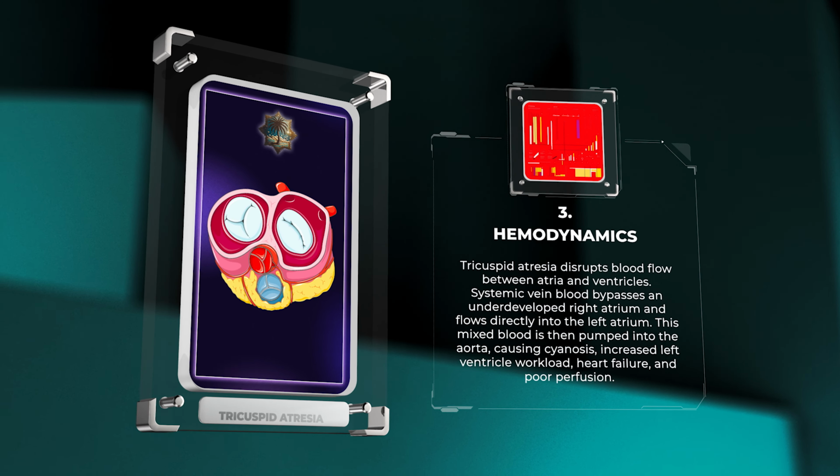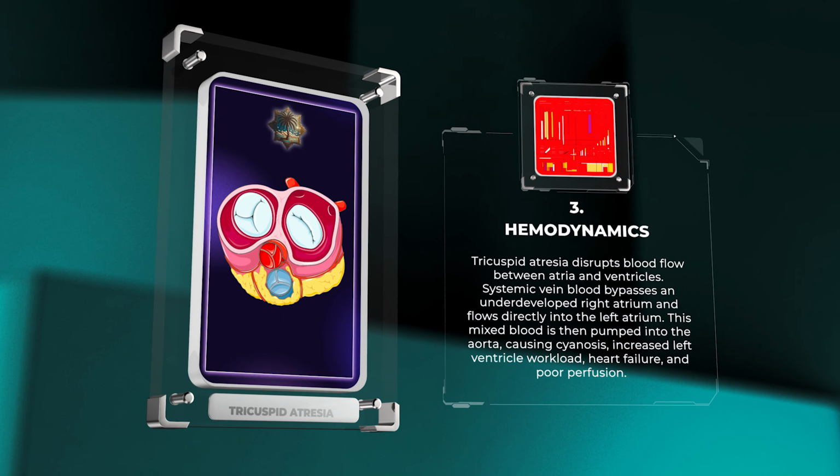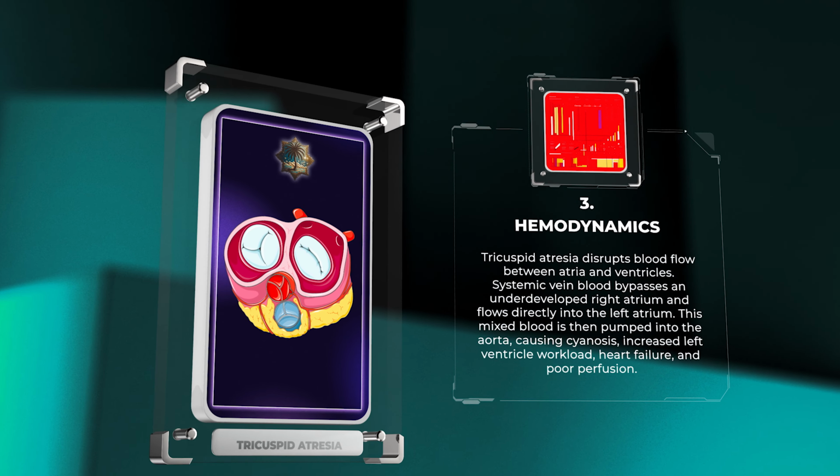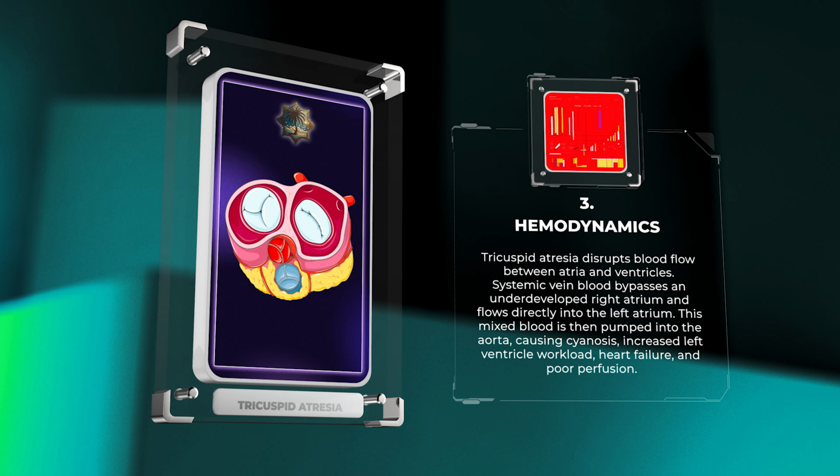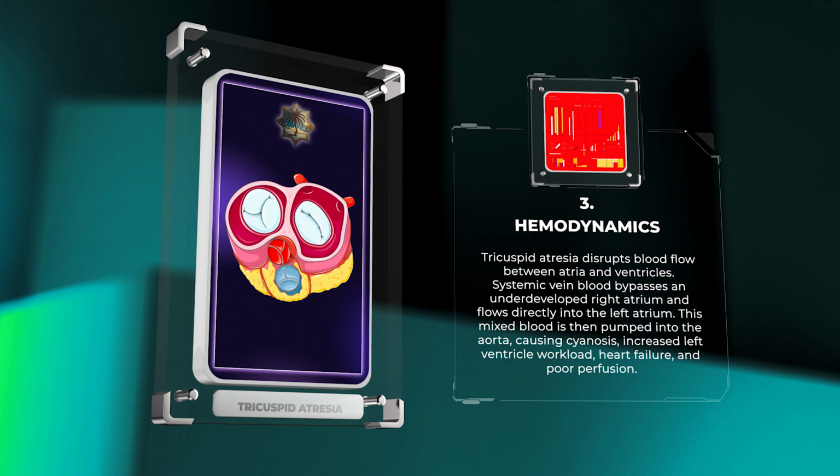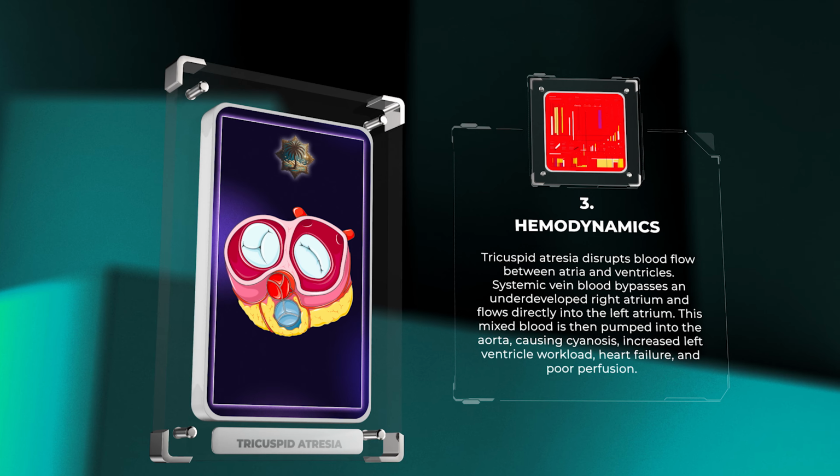Tricuspid atresia disrupts blood flow between atria and ventricles. Systemic vein blood bypasses an underdeveloped right atrium and flows directly into the left atrium. This mixed blood is then pumped into the aorta, causing cyanosis, increased left ventricle workload, heart failure, and poor perfusion.